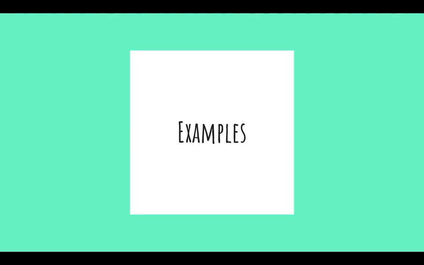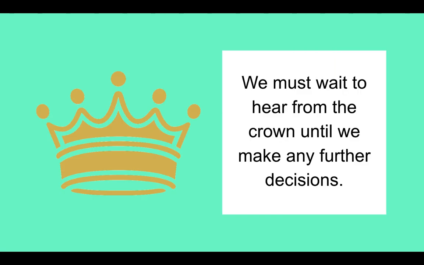Let's look at some more examples to help you understand. Right here it says, we must wait to hear from the crown until we make any further decisions. Now, of course, no one's actually waiting for this gold crown that's sitting by itself to speak to them and tell them what to do. The crown is an object that is representing the entire government or the monarchy that's going on, presumably a king or a queen that is going to make a decision for the rest of the country. And so again, the metonymy here is that the word crown is an object that represents something different, that represents something more.